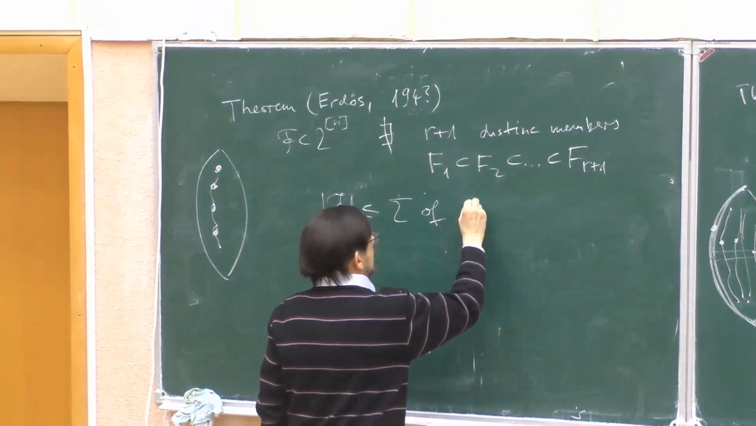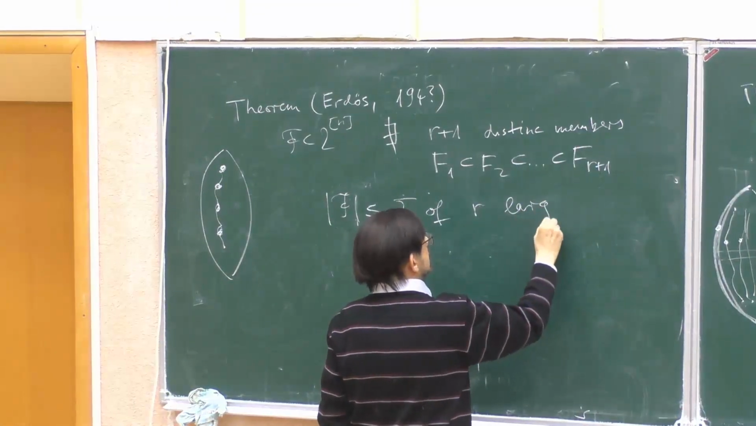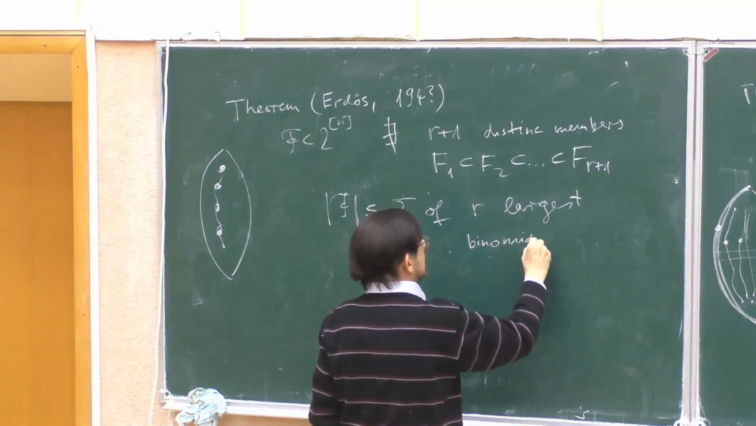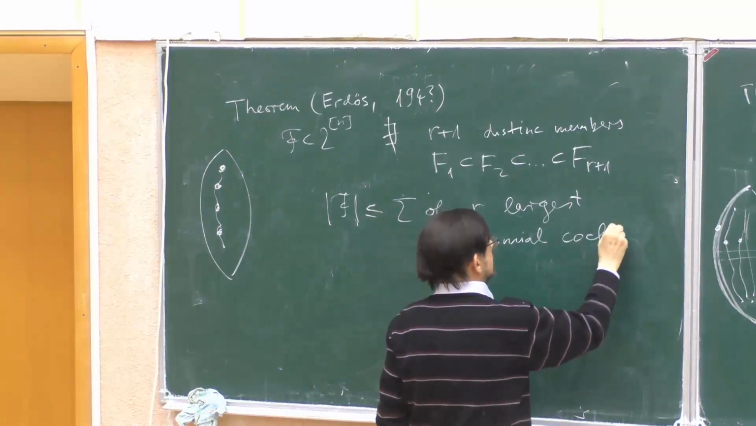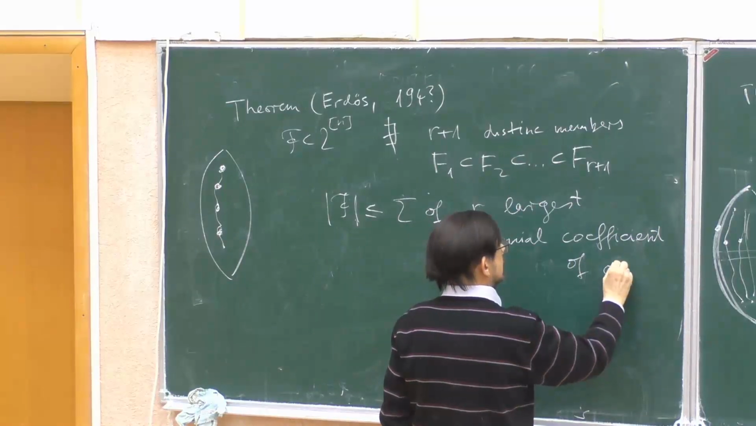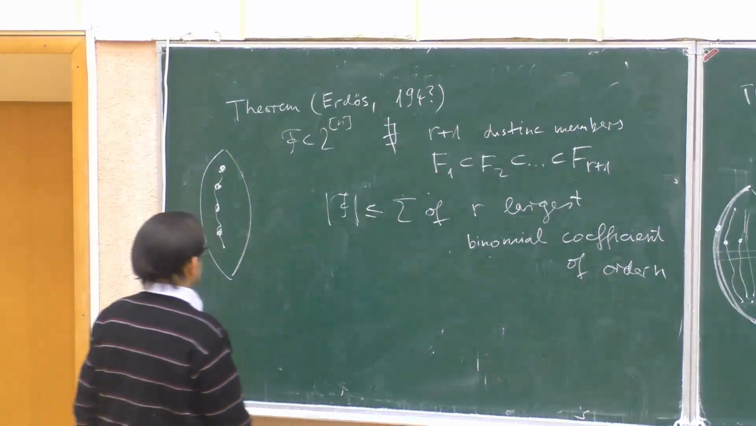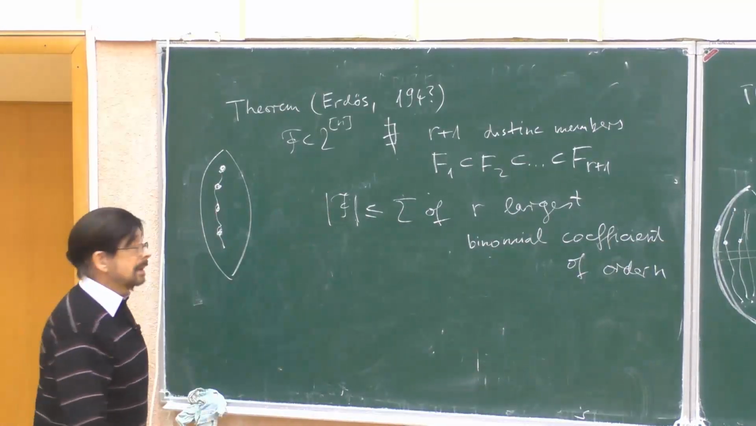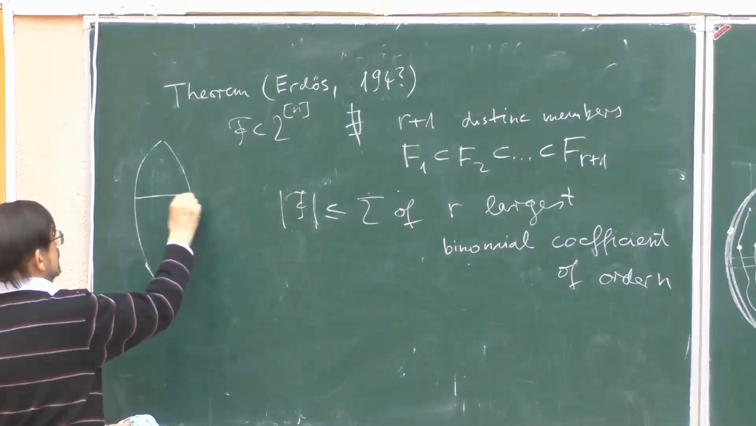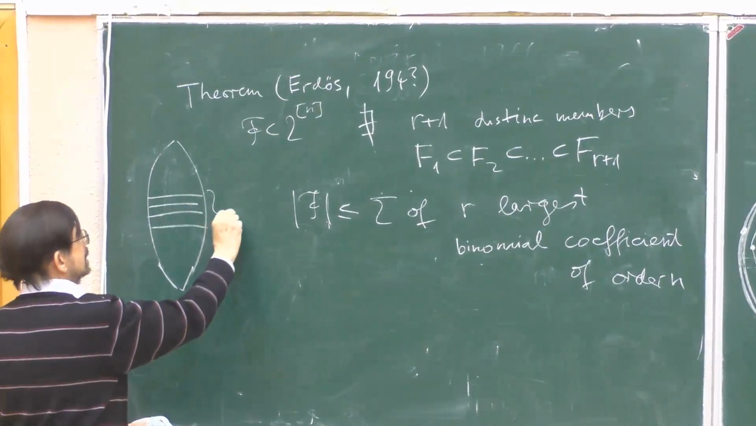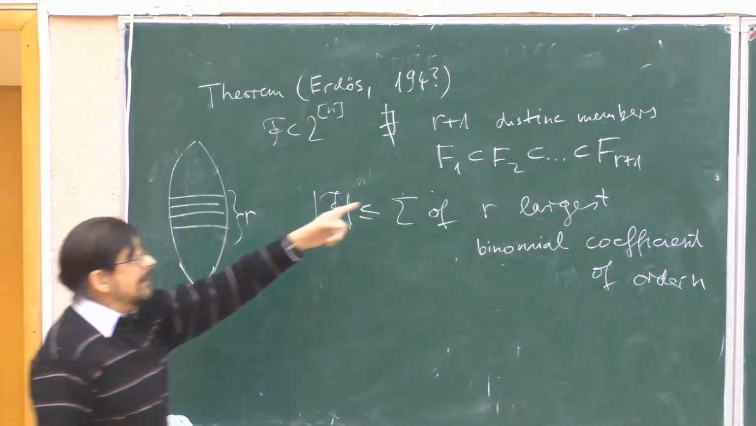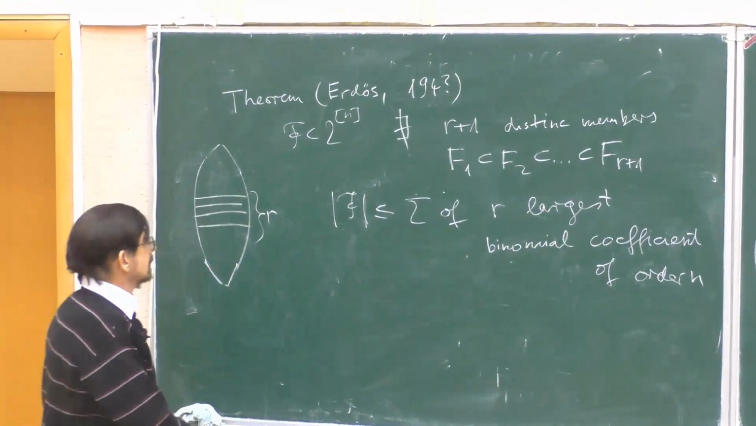sum of R largest binomial coefficient of order n. So the construction, that this is sharp, it's clear again, because take R levels, full levels, then you cannot have R plus 1 in this way. We have only R.